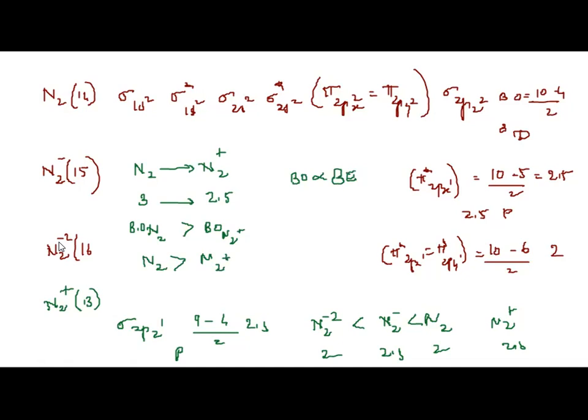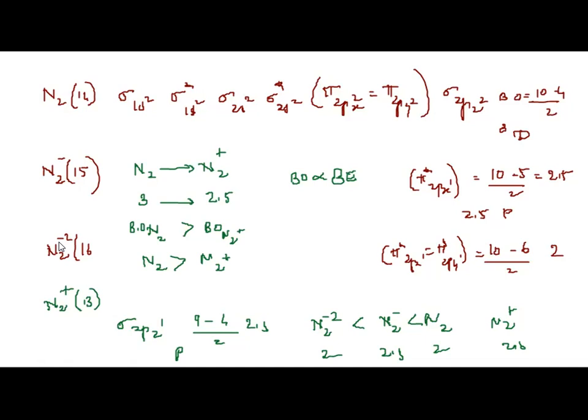N2 and O2 are converted into monoions, anions, N2 minus and O2 minus. So what happens there? N2 minus ion. We have seen that only N2 is diamagnetic, and the rest all become paramagnetic. So N2 minus becomes diamagnetic is the wrong statement, because the N2 minus ion will have one unpaired electron. Therefore, it is paramagnetic. So this is the wrong statement.